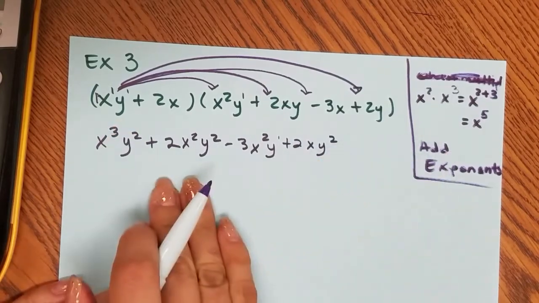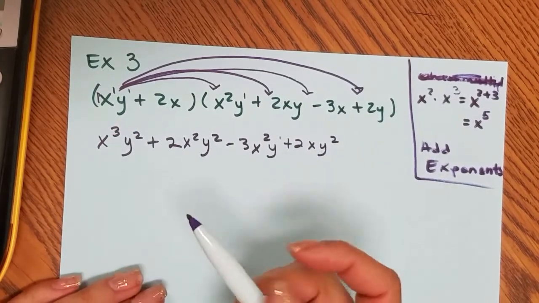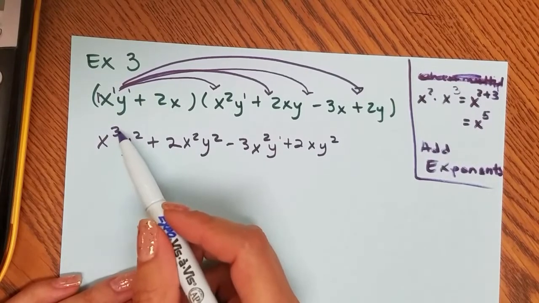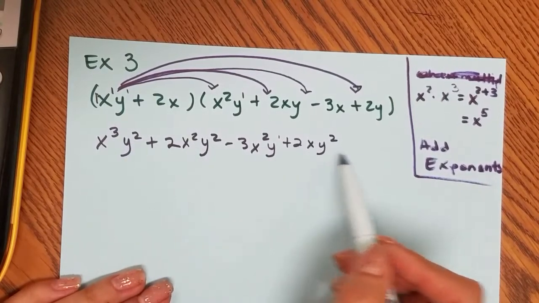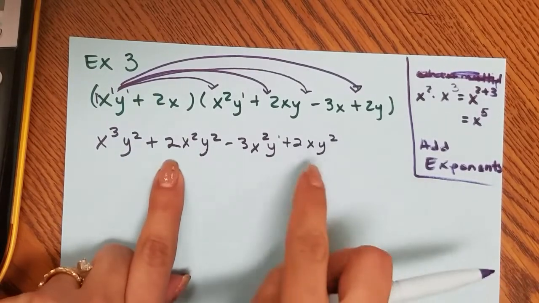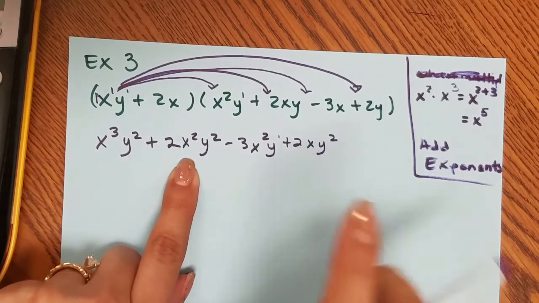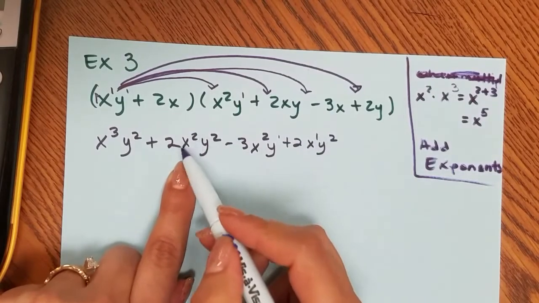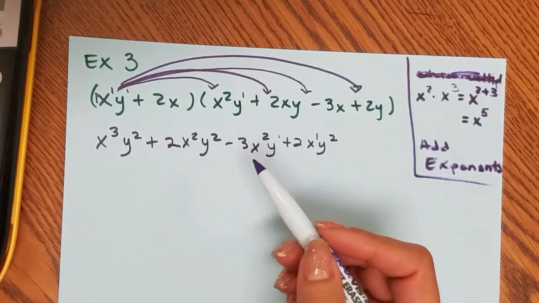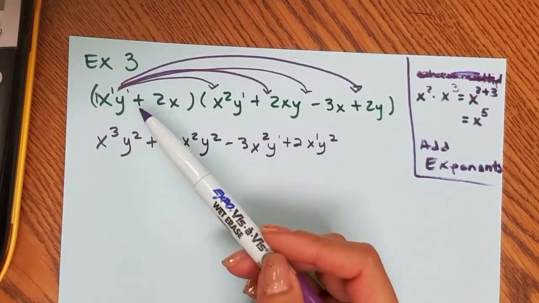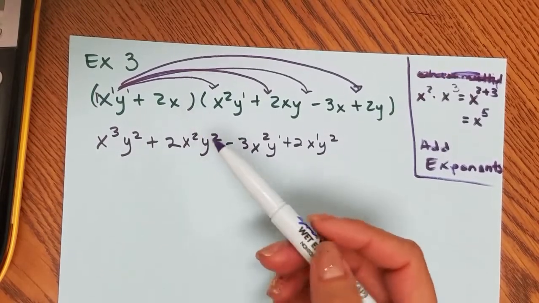Now I didn't come down here to combine any of them because none of them are like terms. I have x cubed y squared. I don't have any other one that's the same. These here are not like terms because this x, that exponent on it is 1. This one is 2, so we cannot combine it. Now we've only done the first one. We have to continue with this 2x.